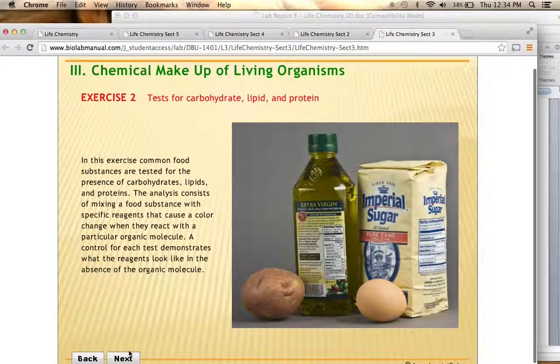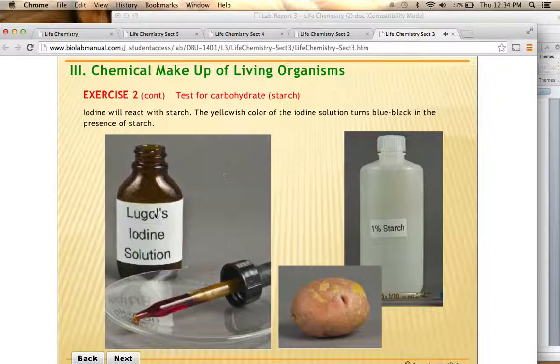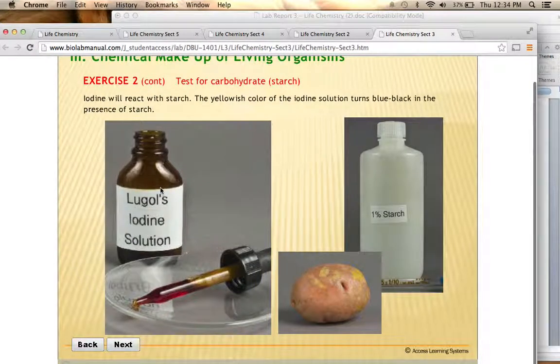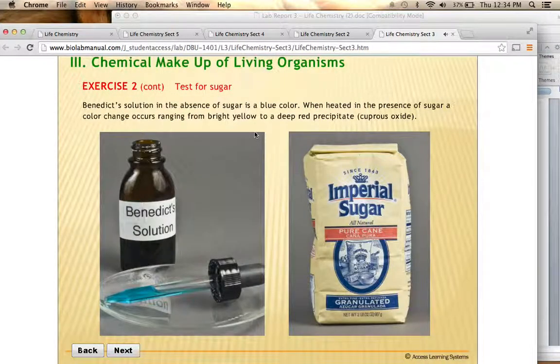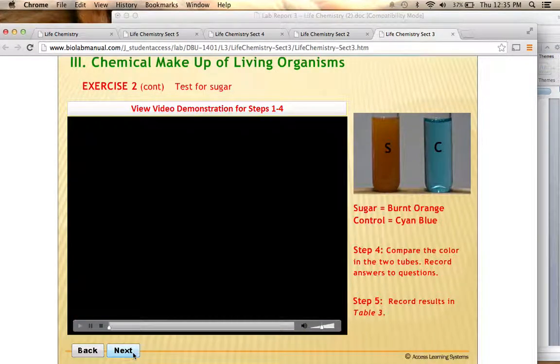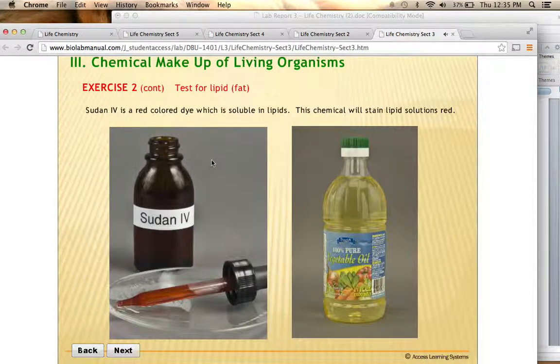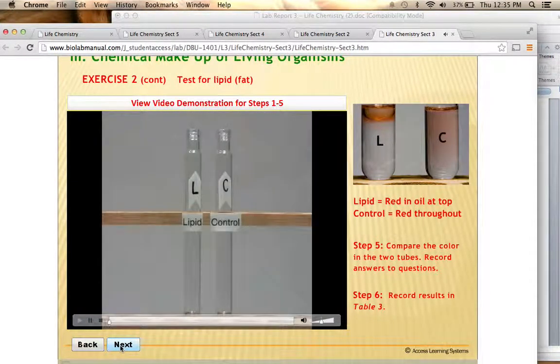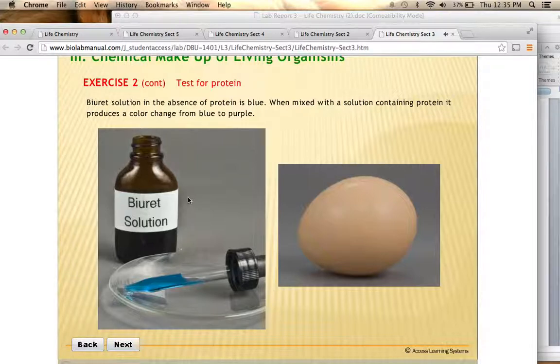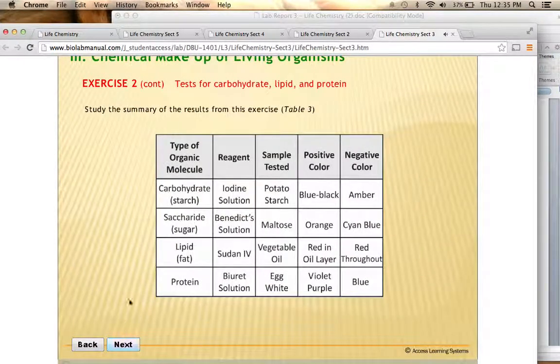It'll make it a little bit simpler and make more sense if you know ahead of time what to expect. But basically you're going to work your way through different tests to test for different substances. Lugol's iodine solution tests for starch. And you'll watch a video. Benedict solution tests for sugar. And there'll be a video on that. And then Sudan-4 is a dye that stains lipids. You'll watch a video on that. And then Biuret solution tests for protein. And so it turns this purpley blue color if there's a positive for protein in the solution. So you watch a video on that.